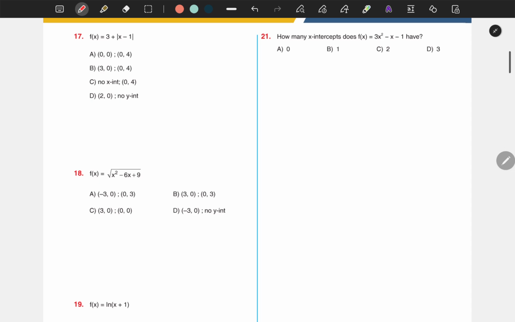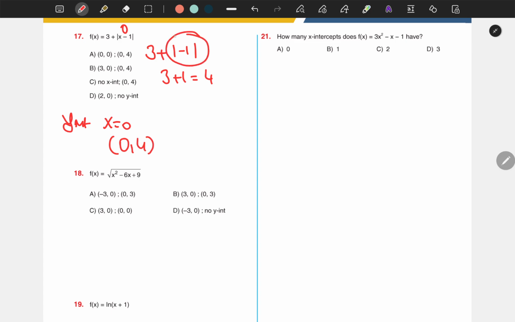Okay, guys, again, for y-intercept, x equal to 0, let me replace 3 plus 0 minus 1, negative 1 in absolute value. 3 plus 1 is equal to 4, which means x is 0, y is 4. Because, guys, in absolute value, negative 1 always becomes positive 1. So 0 and 4, which one we have? This. D is eliminated.